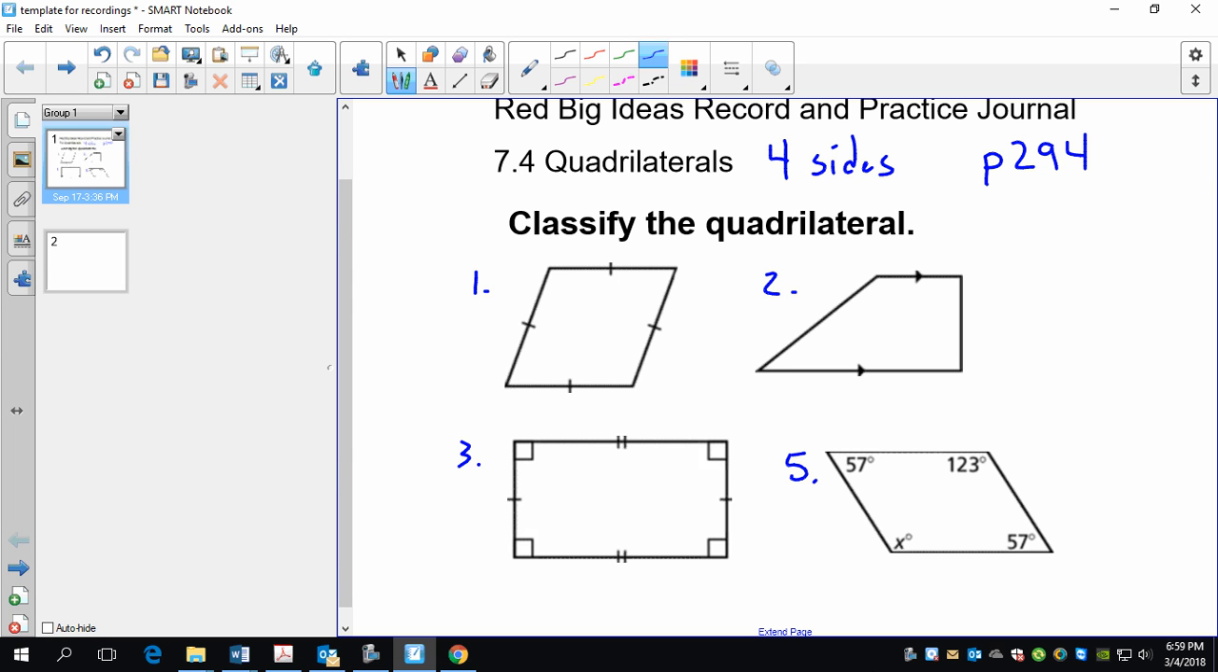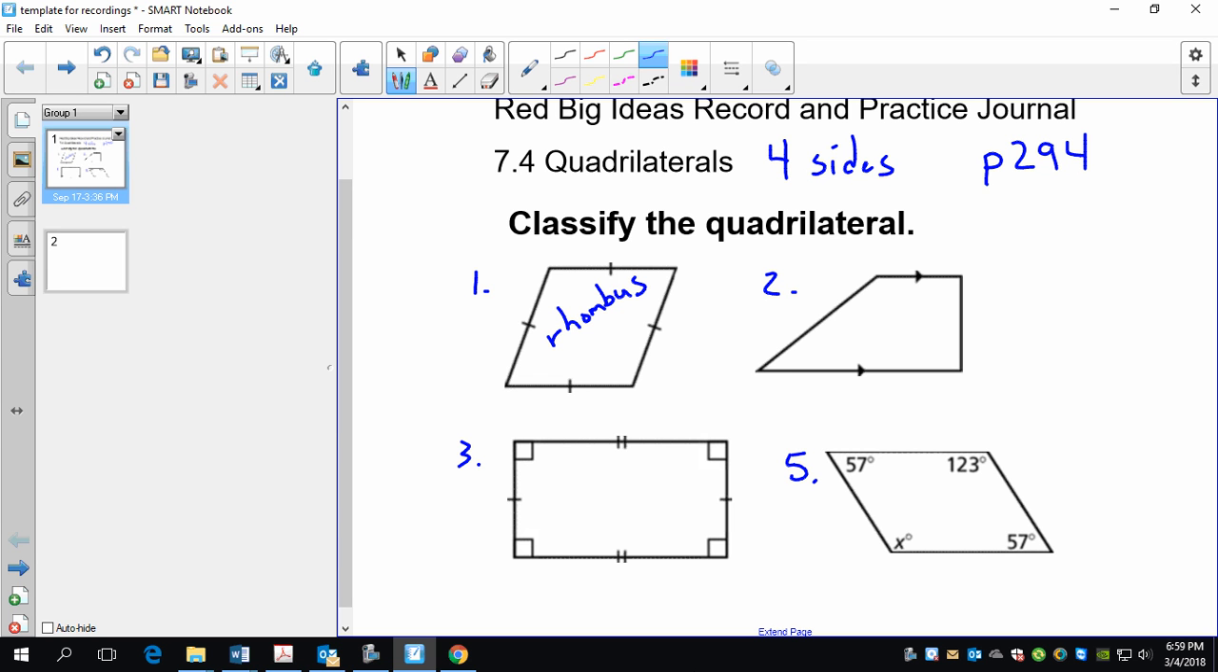Number one, it's a parallelogram with four congruent sides. The reason we know it's got four congruent sides is because it's got those little hash marks. So for number one, we're going to call this the rhombus. Okay, four congruent sides, and it is a parallelogram, so it does have four sides.